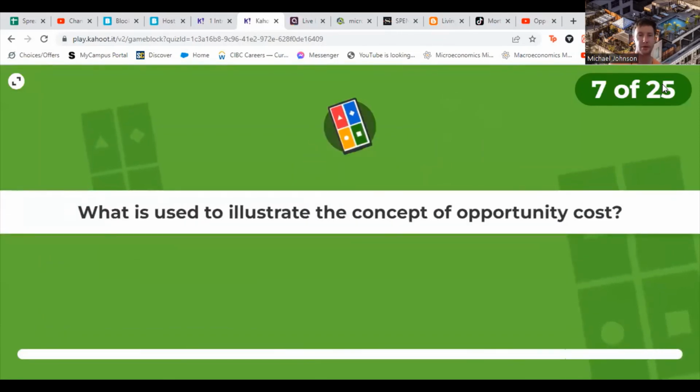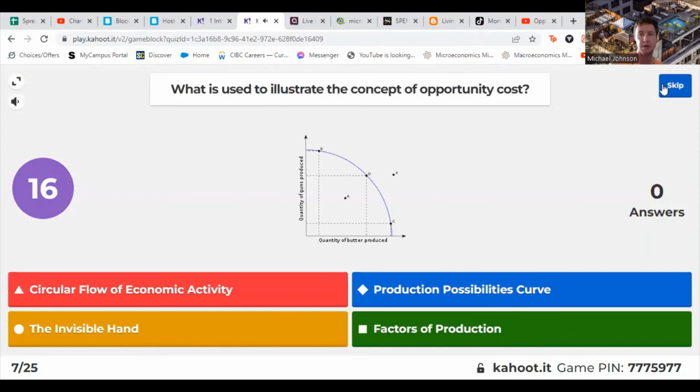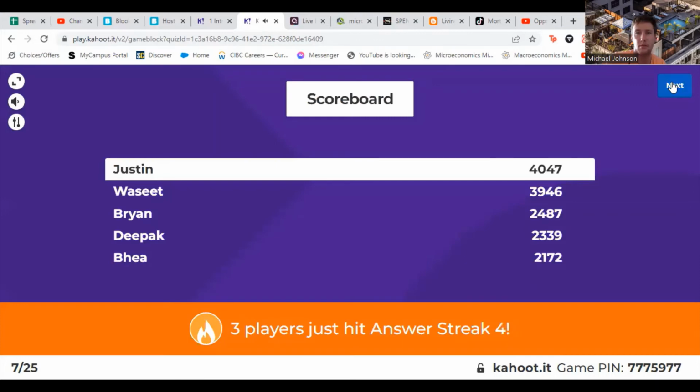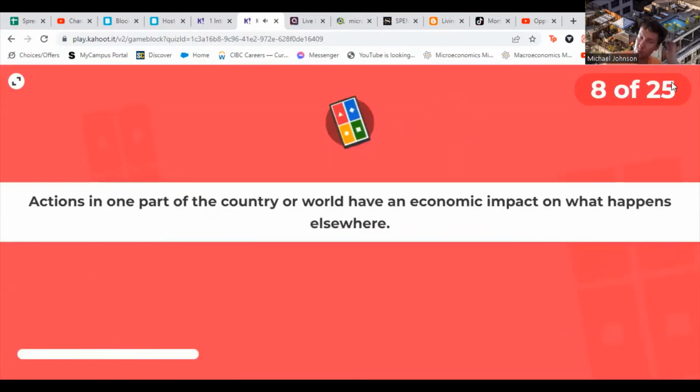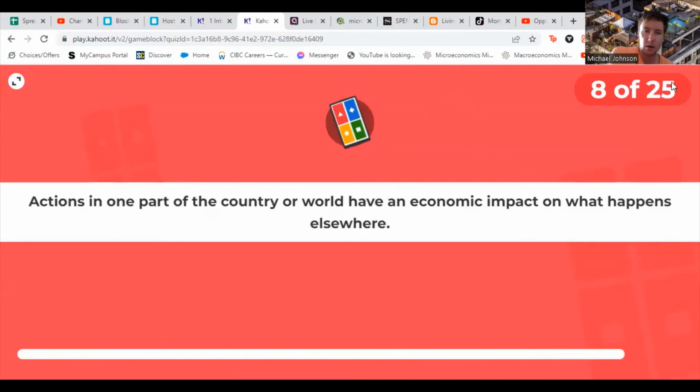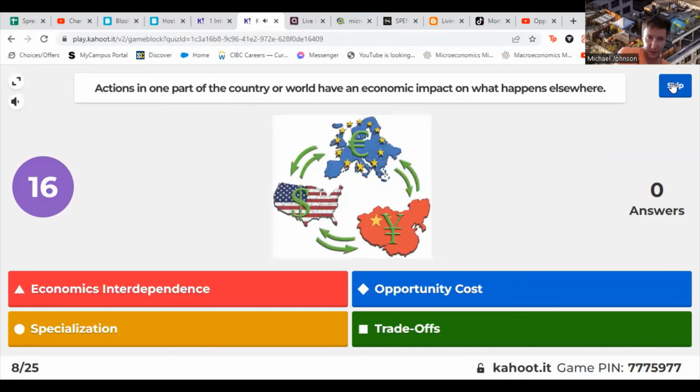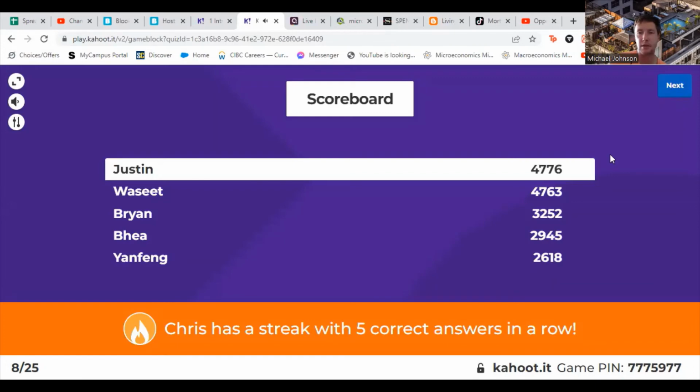So what is used to illustrate the concept of opportunity cost? Red is circular flow of economic activity, blue is production possibilities curve, yellow is the invisible hand, and green is factory production. Actions in one part of the country or world have an economic impact on what happens elsewhere. Red is interdependence, opportunity cost blue, yellow is specialization, trade-offs green. Interdependence, that's the answer.